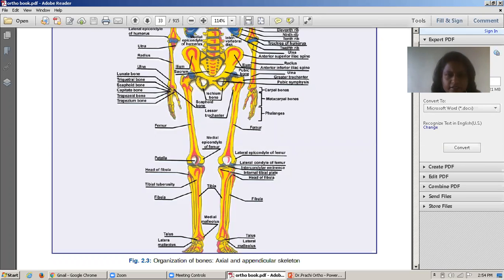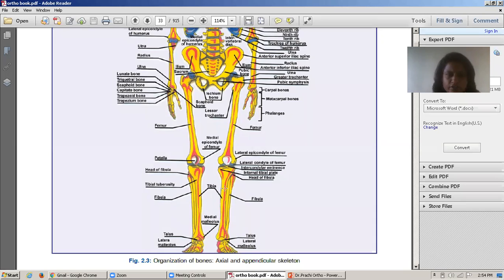So this is the tibia. This one is the fibula. This is the head of the fibula. This is the internal tibial plateau. This is the intercondylar eminence, and this is the head of the fibula. This is the tibia. This is the tibial tuberosity. This is the medial malleolus, and these are the tarsus, metatarsus, and the phalanges. So this one is the lateral malleolus.